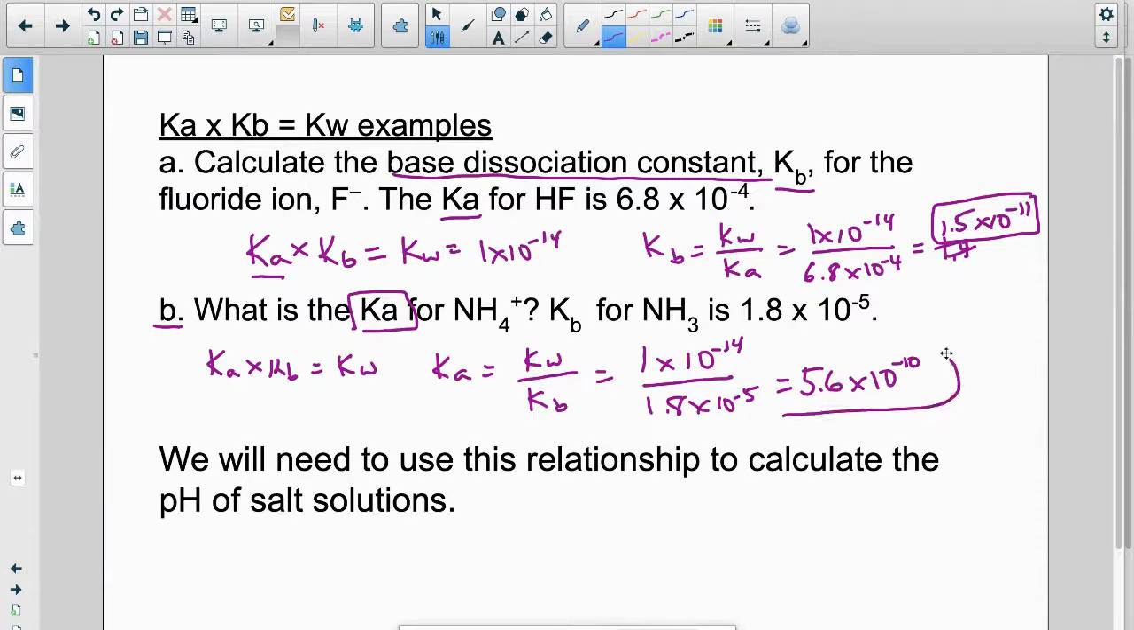And so why do we need to know how to do this? Well, the next part of our acid-base journey is to find the pH of salt solutions. In order to do this, we need to be able to use the conjugate acid or the conjugate base equilibrium to calculate the pH of a solution when you put a salt in. And we can only get the conjugate acid Ka or the conjugate base Kb by using this relationship.